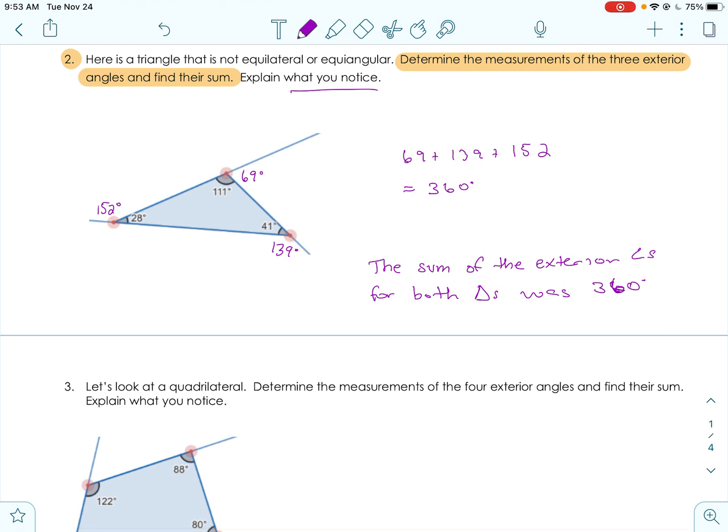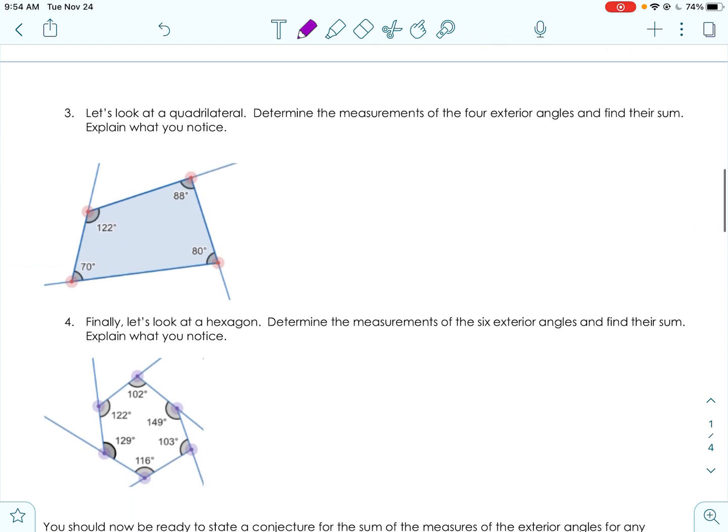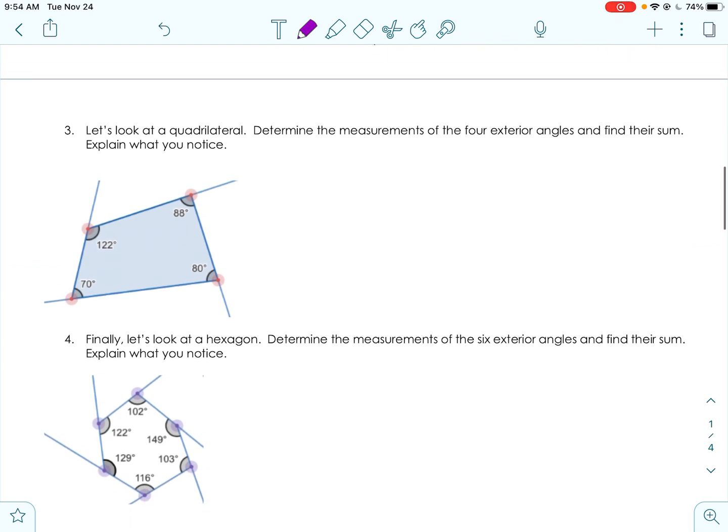Now, is that true for other polygons? So let's take a look at this quadrilateral, and then we're going to take a look at this hexagon. If we take a look at this quadrilateral, we have an angle that's 122 degrees. So again, we're going to find the measures of their linear pairs for each of these interior angles. 180 minus 122 gives us 58 degrees. 180 minus 88 is going to give us 92 degrees. We have 180 minus 80, which is 100 degrees. And then we have 180 minus 70, which is 110 degrees.